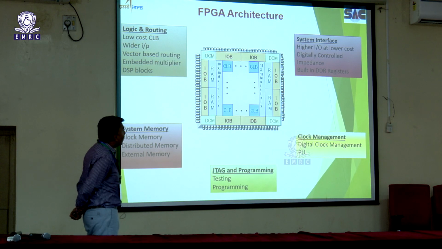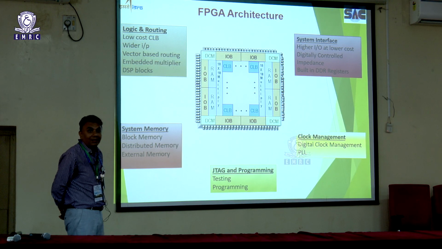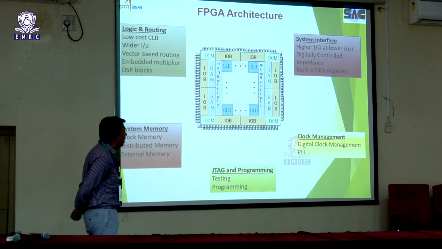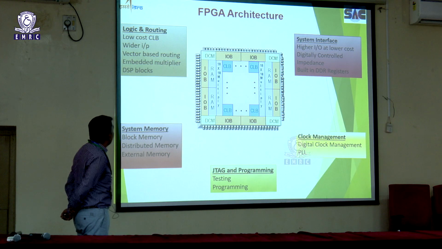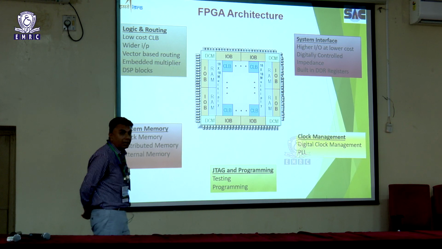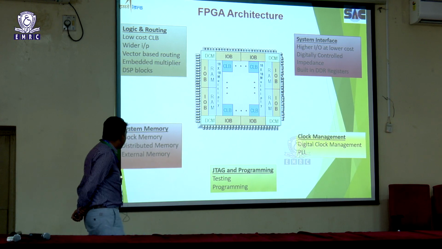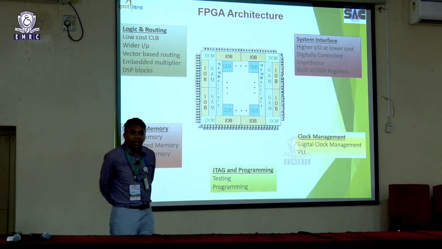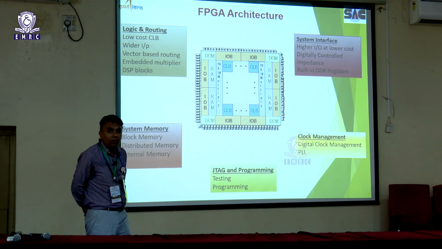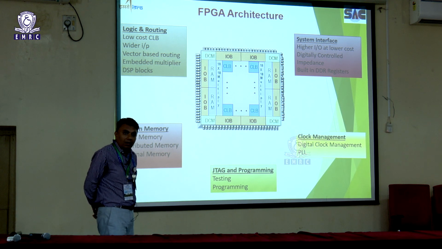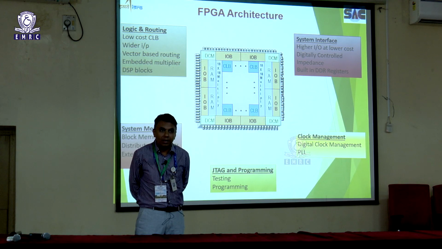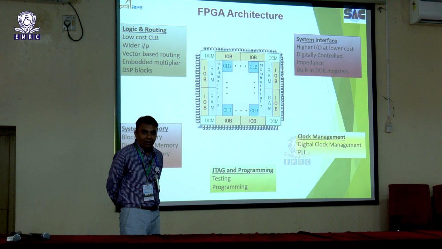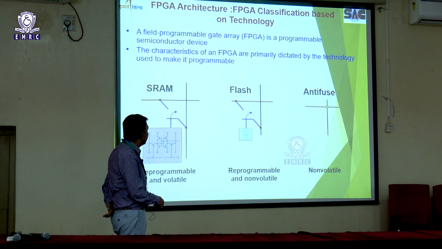As I mentioned, nowadays you see so many things inside a single FPGA, any big FPGA you name, either RTG4 or anything. On the routing side, they have low cost CLBs, vector routings, embedded multipliers, DSP blocks. Similarly for system memory, they have block memory, distributed memory, external memory, clock management units, and PLLs. This is required for any big design, any signal processing or VLSI design in satellite communication, you require all these tools. And in a single FPGA nutshell, we are getting all these things. So that's why we are now migrating mostly towards FPGA design.